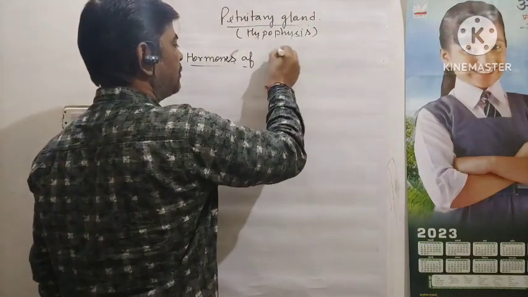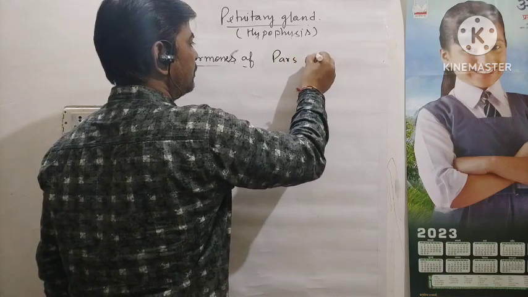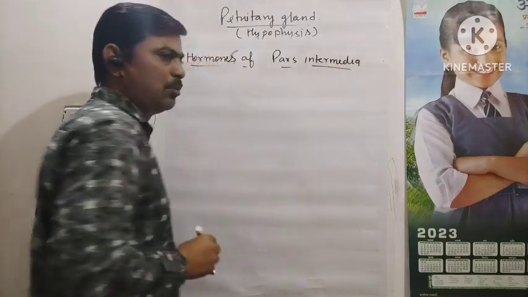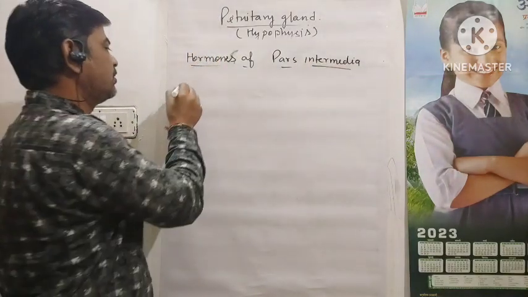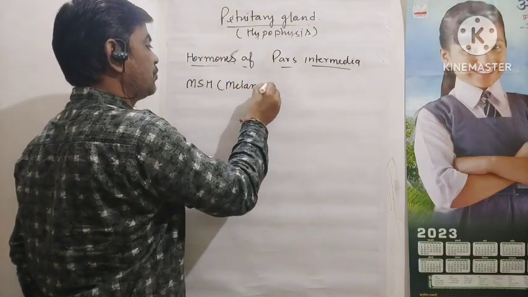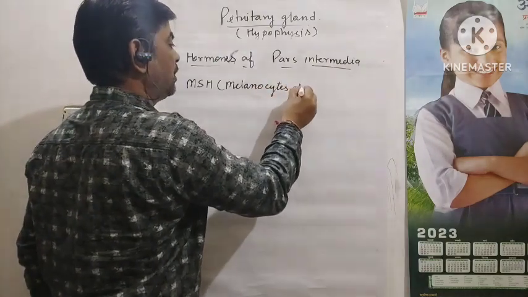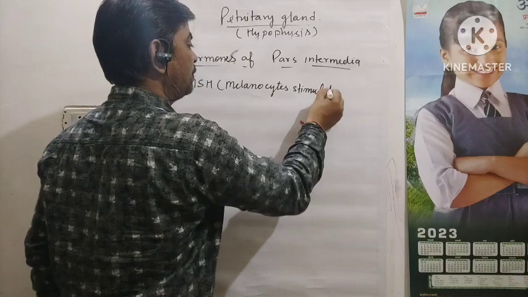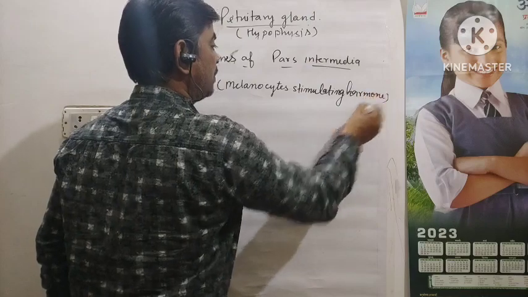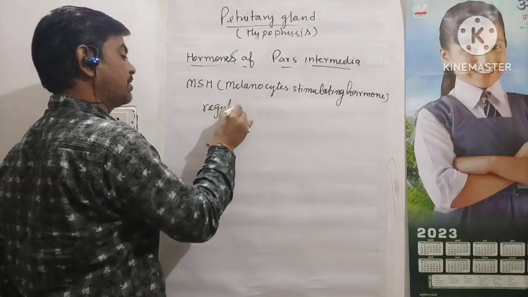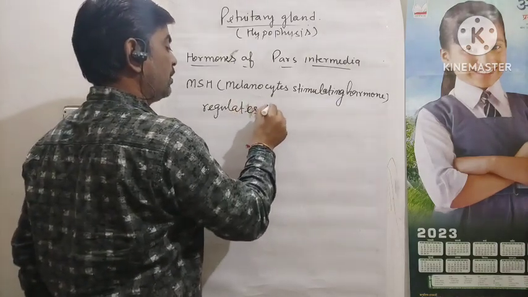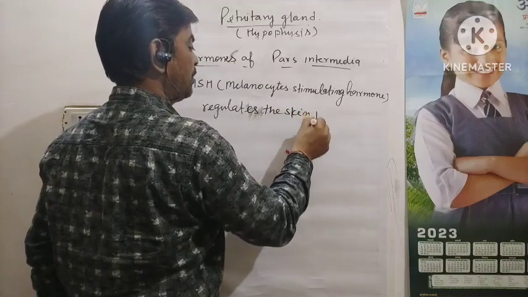Now, hormones of pars intermedia, that is the middle lobe of pituitary gland. It secretes only one hormone, that is MSH, the melanocyte stimulating hormone. This hormone regulates the skin pigmentation.